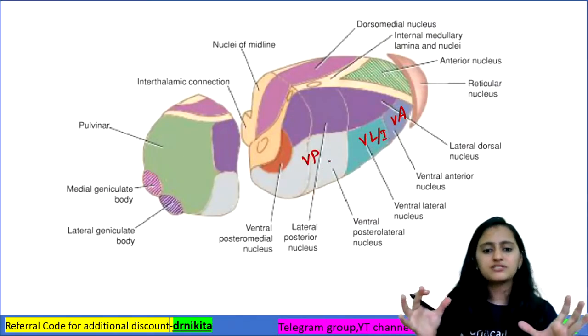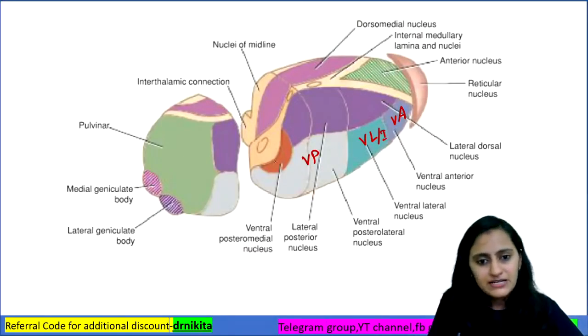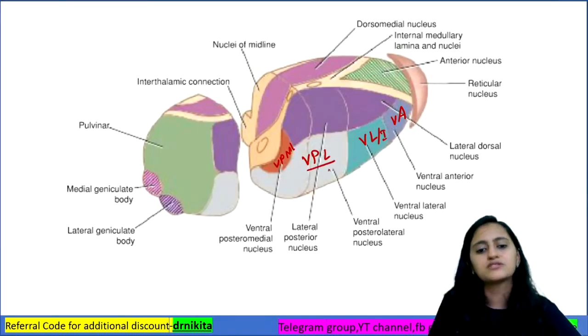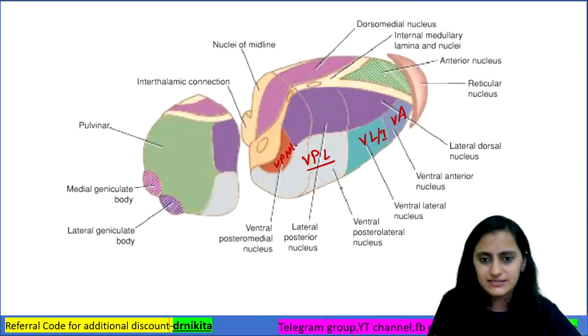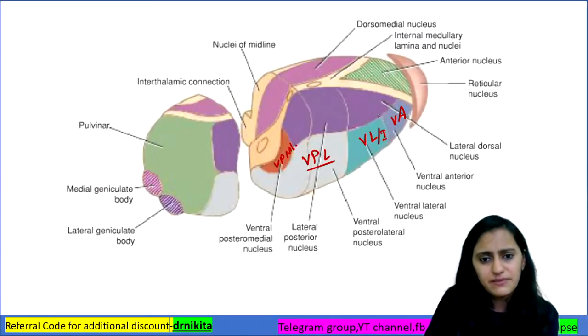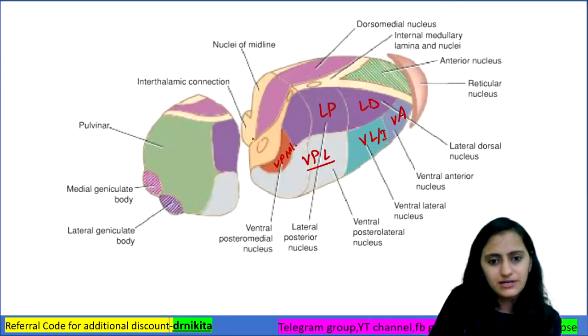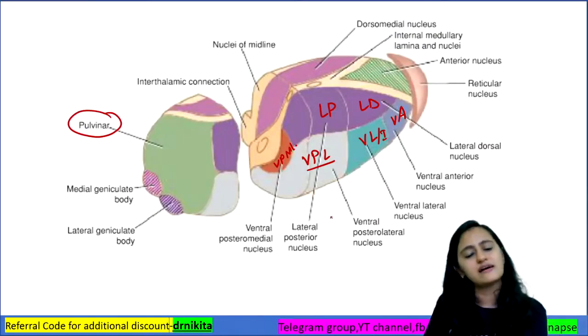Even the ventral posterior is divided again into medial and lateral. So you can see here ventral posteromedial, and this is ventral posterolateral. Okay, so you have the ventral posteromedial and ventral posterolateral nucleus. And in the dorsal tier, what nuclei do you have? You have the lateral dorsal nucleus, the lateral posterior nucleus, and you have the pulvinar as well.